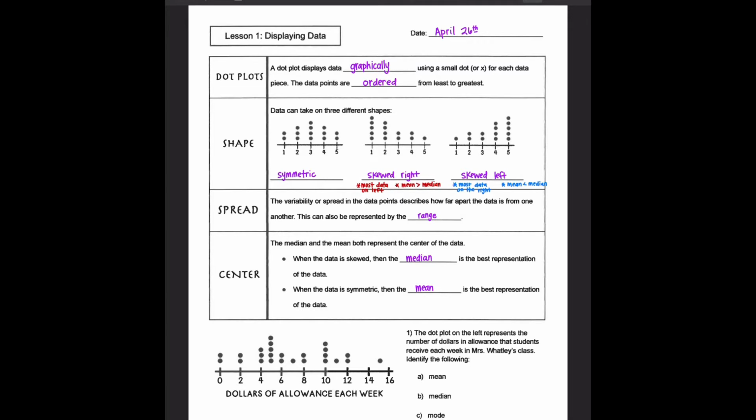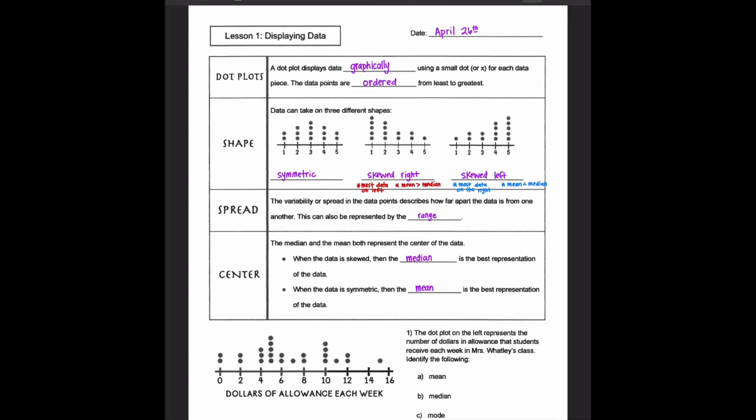Now, the spread is the variability in the data points, and it describes how far apart the data is from one another. This is also represented by the range. And finally, the center. There are 2 measures of center that are really important, median and mean. The median and mean both represent the center of the data.